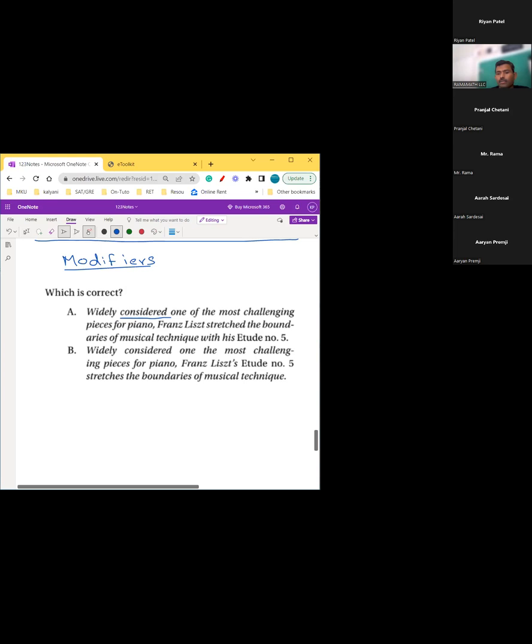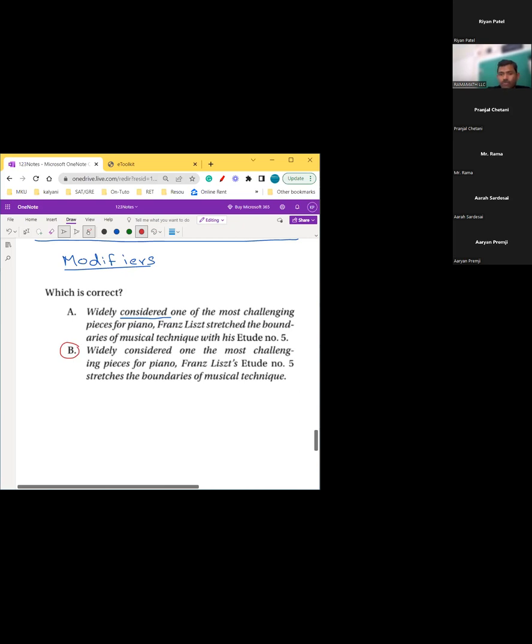Now, the second one, B, avoids that. In this case, B is the right answer because the subject of the main clause should also be the subject of the participle phrase. So B is the best answer for this case.